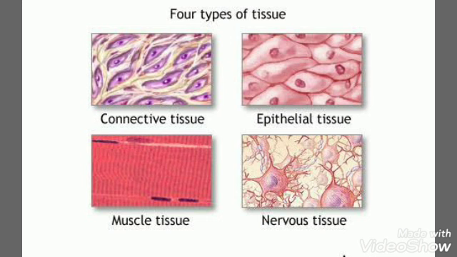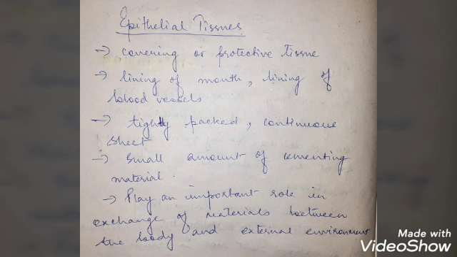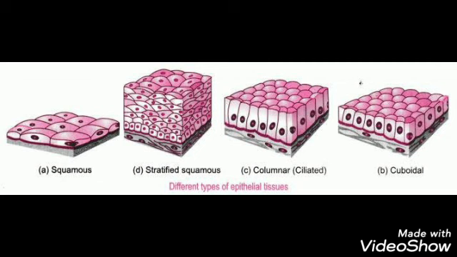So in the following slides, we will start with the first and main tissue, which is your epithelial tissue. So what are epithelial tissues? Epithelial tissues form covering or protective tissue and they are found at the inner lining of the mouth and the lining of blood vessels. They are tightly packed cells with a continuous sheath, and they play a very important role in the exchange of materials between the body and the external environment.